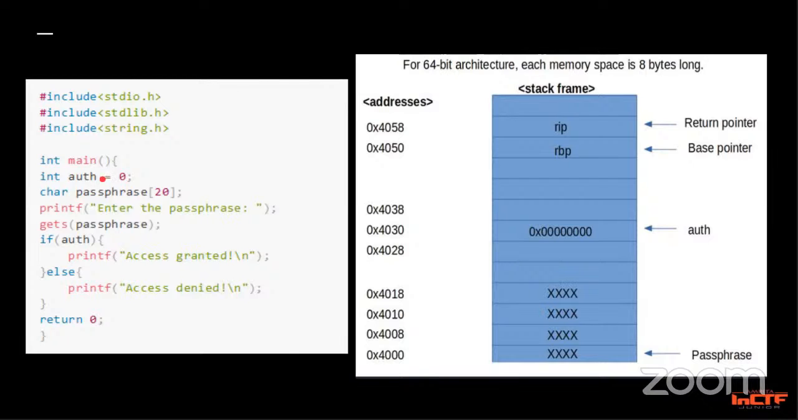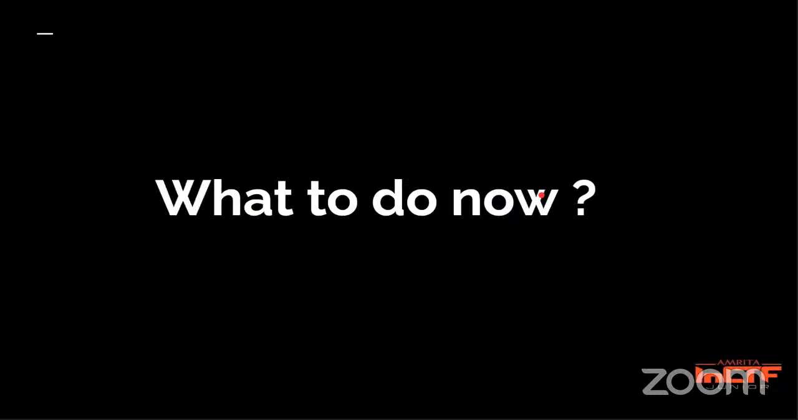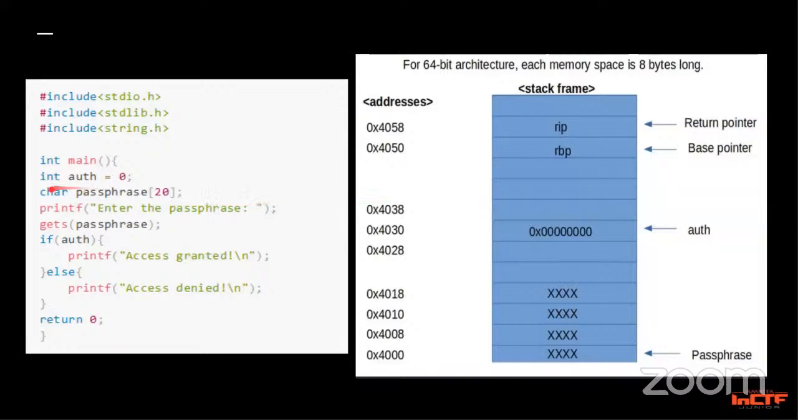So just think, how do you think we will be able to do it? The vulnerability of the particular program that we showed you is the gets passphrase, which takes no limit on the number of characters to be read. So we got the vulnerability and we know what to change. So what should we do right now? We have to change the auth value so that we can get the access granted message.